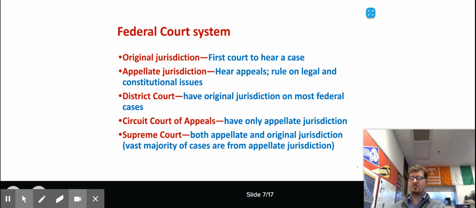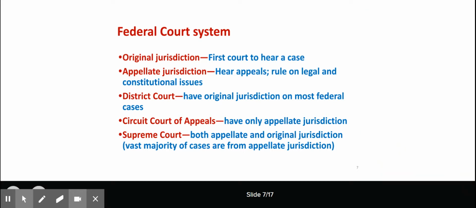The Court of Appeals, the Circuit Court of Appeals, have only appellate jurisdiction, and they represent the majority of court cases that happen in the United States. Most things don't get beyond that level. And then the last one is inherently the Supreme Court, which has both appellate and original jurisdiction with whichever it so desires or is necessary.